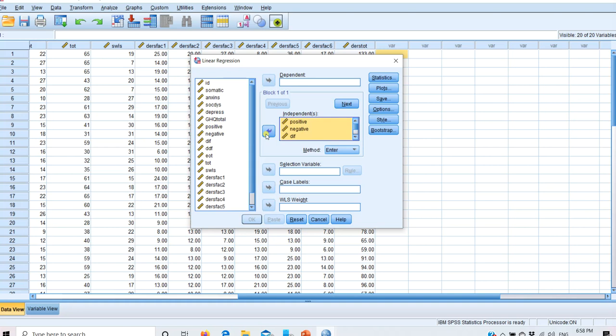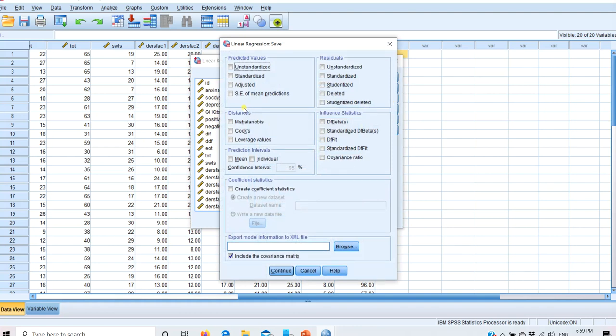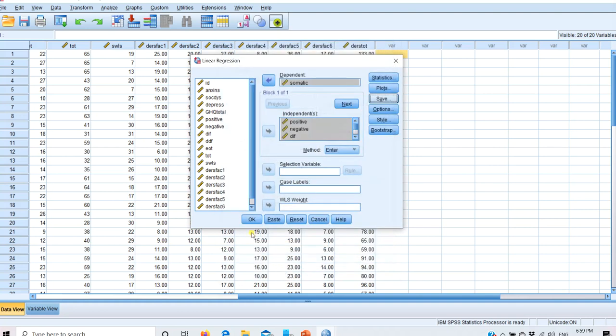So we will transfer it here, and then we can use any arbitrary variable as dependent variable. It is not necessary that we will use the same variable as dependent variable. Suppose I am selecting somatic, though I am interested in using GSQ total. So I will transfer this, and then I will go in the save option. And in save option, you will find different options. We will go in the distances, and there are three types of distances. We will select Mahalanobis distance and then continue, and then OK.